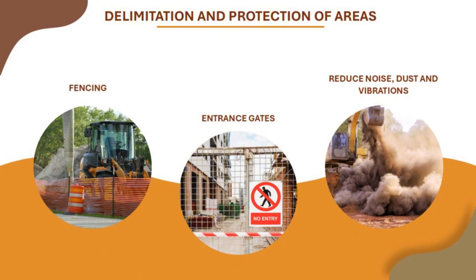Delimitation and protection of areas. The entire construction site area must be equipped with fencing to prevent access by unauthorized persons. Lockable entrance gates must be installed to control access. In areas adjacent to public roads or residential areas, measures must be taken to reduce noise, dust, and vibrations.